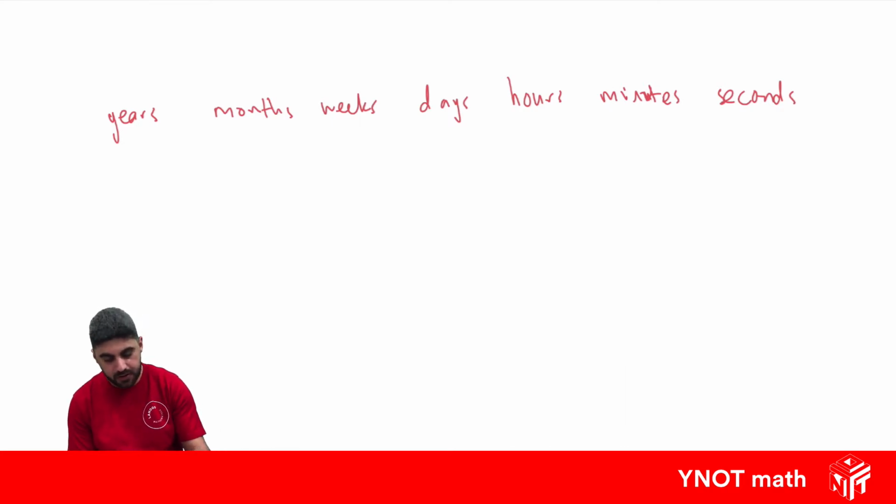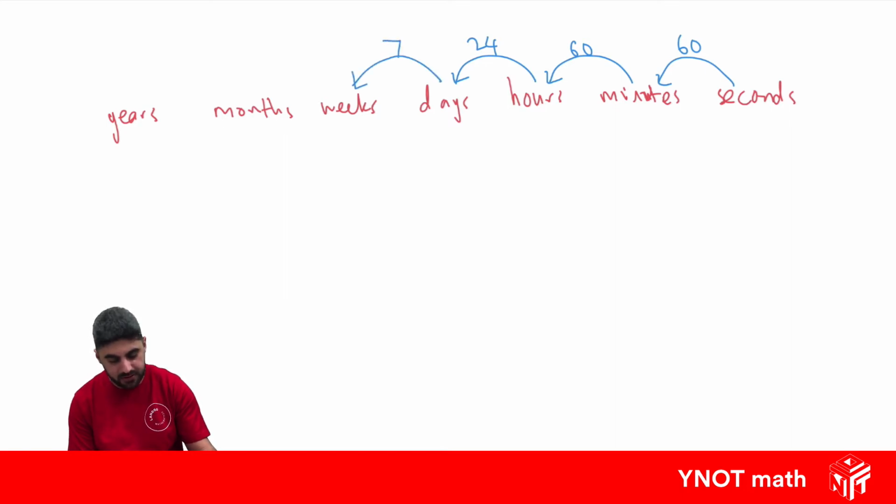Now, we know there's 60 seconds in a minute, there's 60 minutes in an hour, there's 24 hours in a day, there's 7 days in a week. Now, there is no relationship between weeks and months. A lot of people say that there's 4 weeks in a month, but that's not true, because if we know there's 7 days in a week, and 7 times 4 gives us 28, and the only month with 28 days is February.